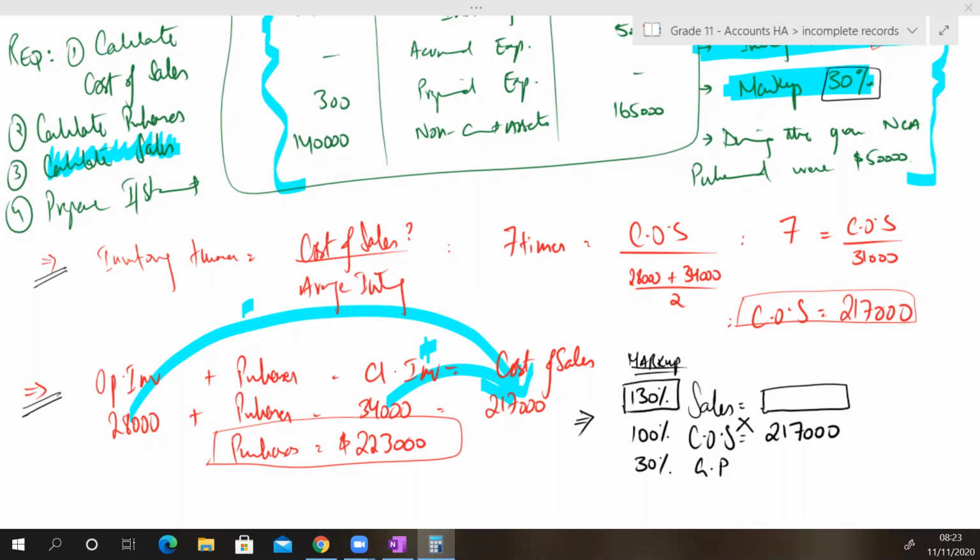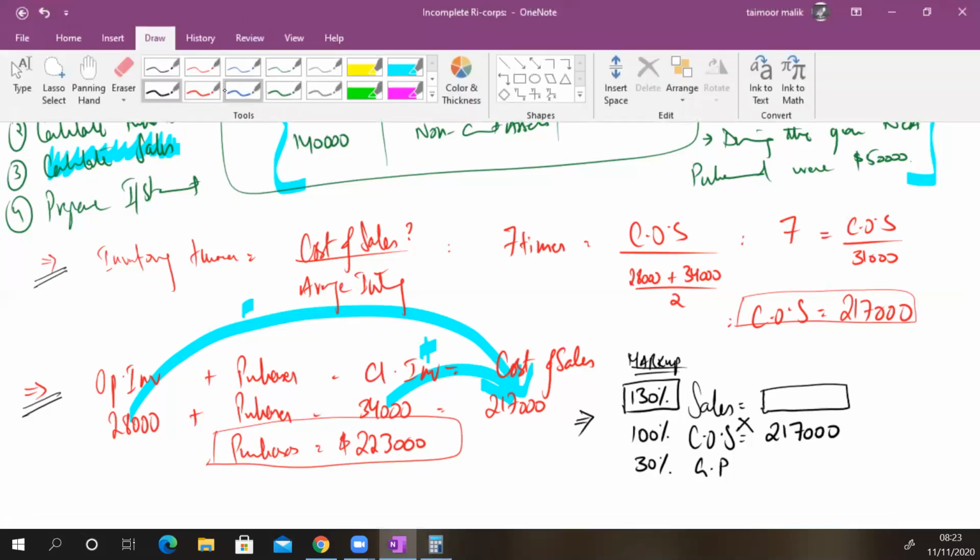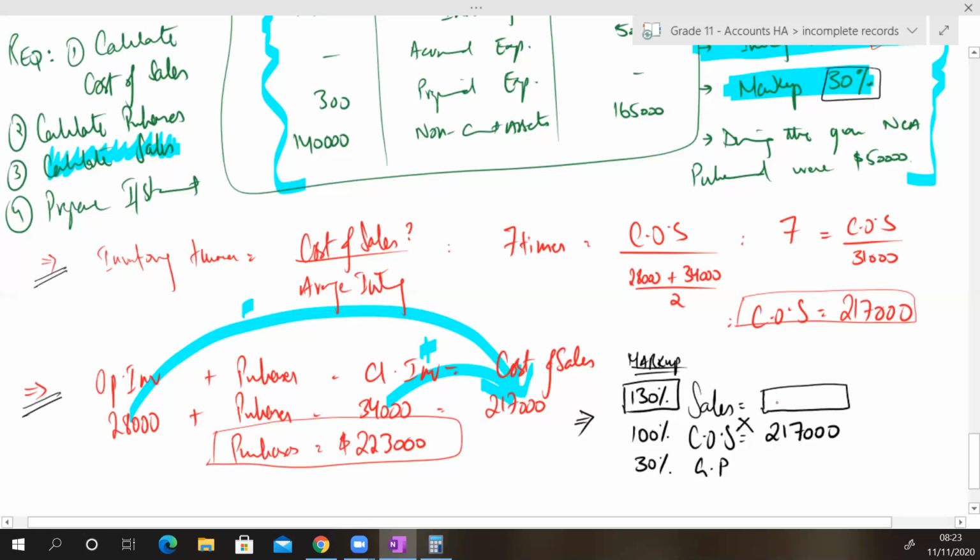हाँ जी. 217 इंटू 1.3, 282,100 आ रही है मुस्तफ़ा. जी सर, सेल्स की वैल्यू. जी सर जी. और जीपी कितना आ रहा है? सर 65,100. ठीक है. कैसे कैलकुलेट किया ये? सर आपके इंटू पास कॉस्ट ऑफ सेल्स 130 100%. हम्म.